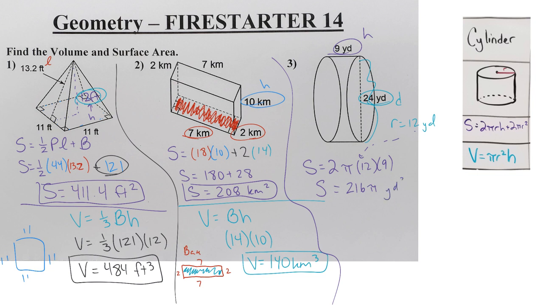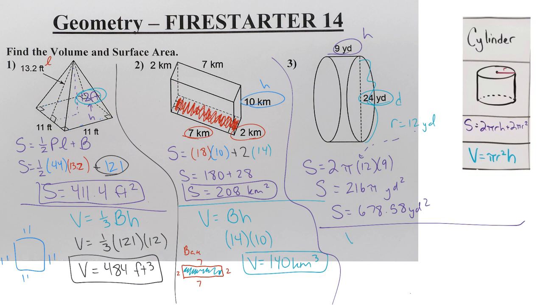216 pi square yards. Some people like it in terms of pi because it's exact, but for us, I think we're going to multiply by pi. We're just going to put 216 pi in our calculator. So my surface area is going to equal 678.58 square yards. Either answer is acceptable. It's a really personal preference. Most of us are going to give me the decimal approximation, which is fine.